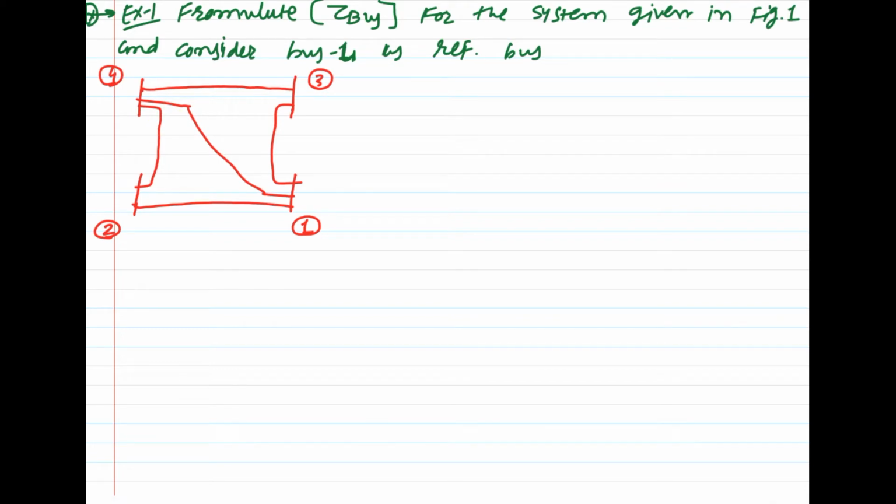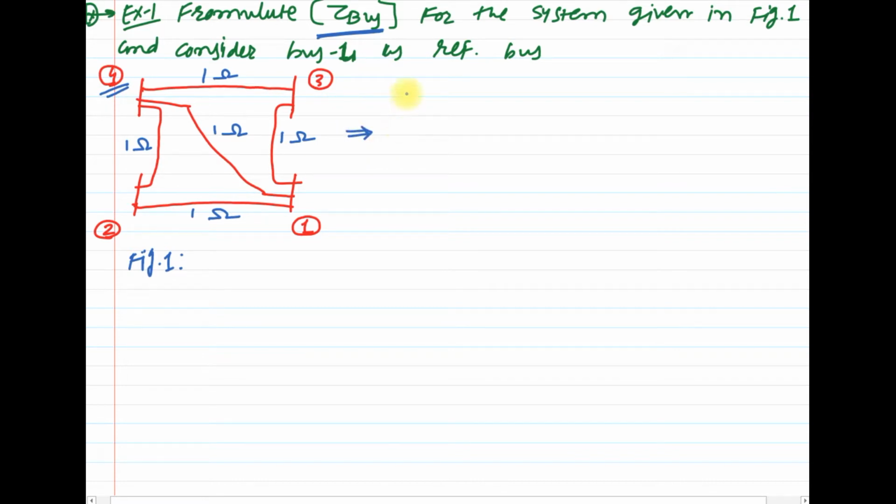the values of each element, or I can say line values, are given in 1 ohm for each line. The values of impedance is given as 1 ohm for each line. So for this figure 1, we have to formulate or calculate the bus impedance matrix for this network, and it is given that we have to consider the bus number 4 as a reference bus.